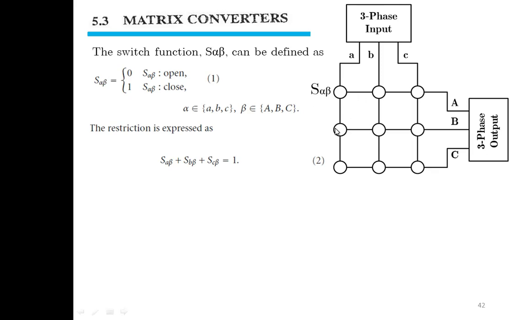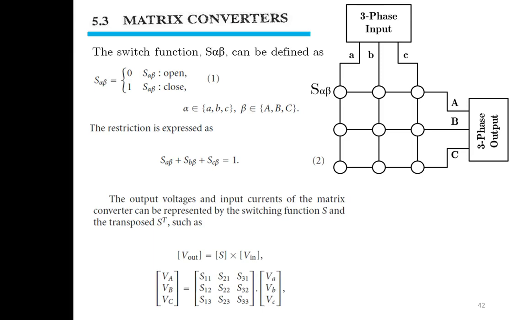Sorry, this is switch. Yes, switch C alpha, switch C beta, and so this means that when we add them, they must be equal to 1. This is the restriction.